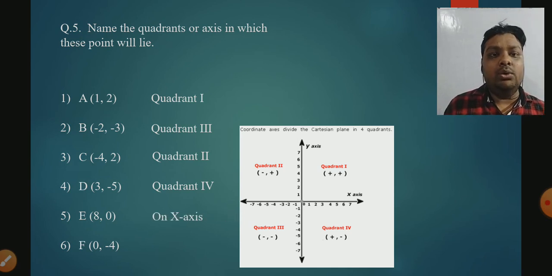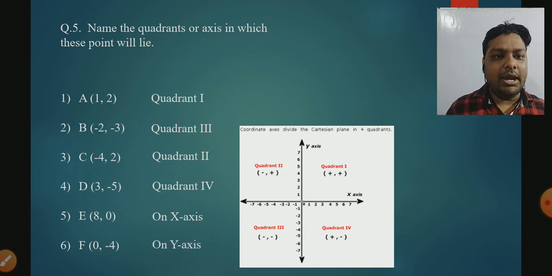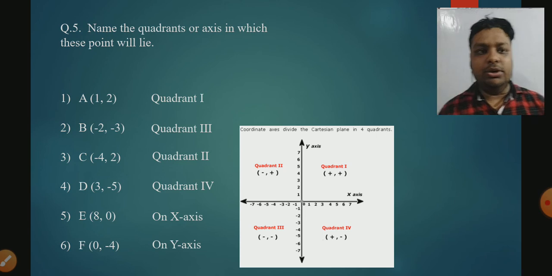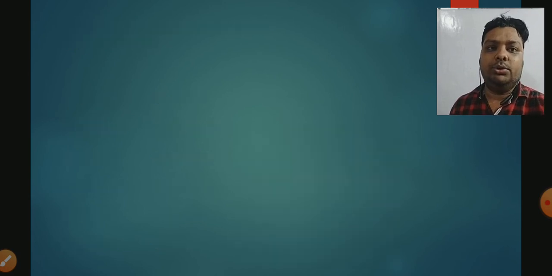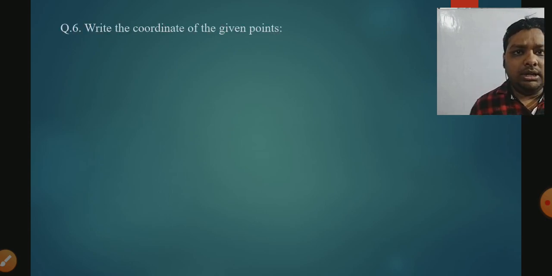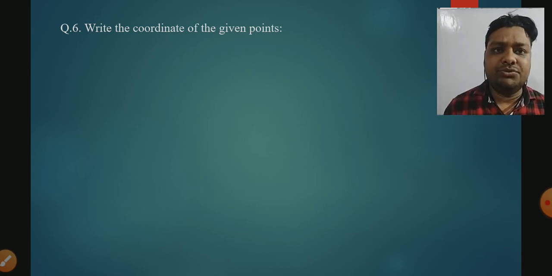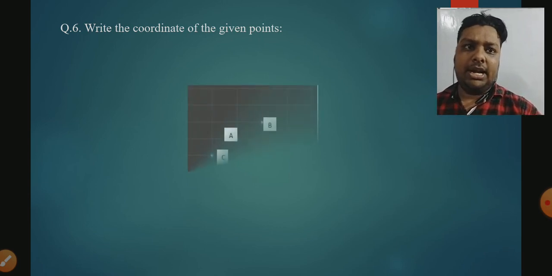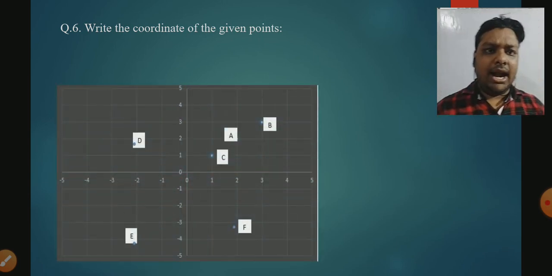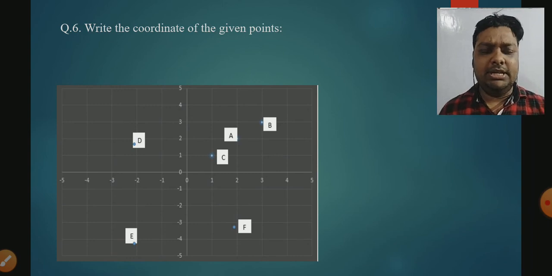But if the value of x is 0, then it will lie on the y-axis. And if both are 0, as I have already said, then it is the origin. So we can say that the coordinate of the origin is 0 and 0. Okay. So let's see the last question of the day, question number 6. Write the coordinates of the given points. Here you can see the graph, and some points are given: A, B, C, D, E and F.